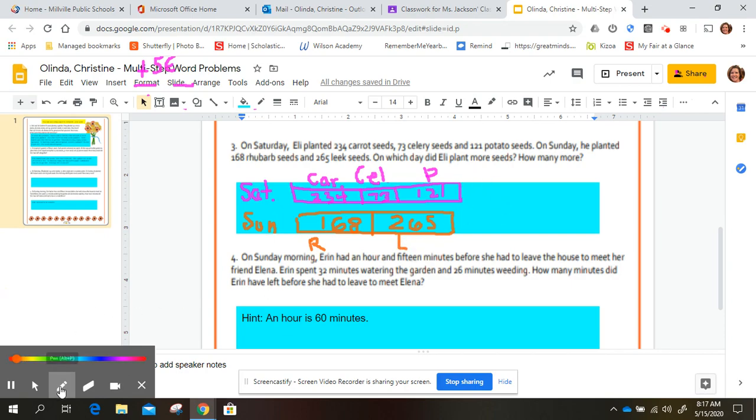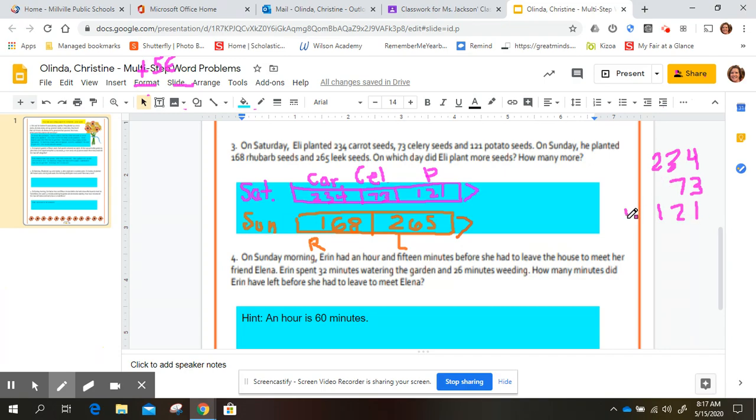So I need to find the total for each of these to see on which day he planted more. All right, so to find the total for Saturday, I would need to add these 3 numbers together, 234 and 73. Notice how I'm lining up the numbers, 121. Nothing would go in the 100 spot when we're adding 73. 4 plus 3 is 1. 4 plus 3 is 7, plus 1 is 8. 7 plus 3 is 10, plus 2 is 12. And 2 plus 1 plus 1 is 4. So on Saturday, he planted 428 seeds.